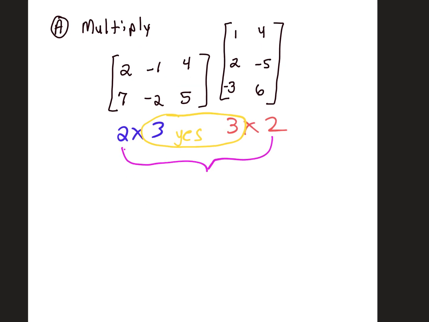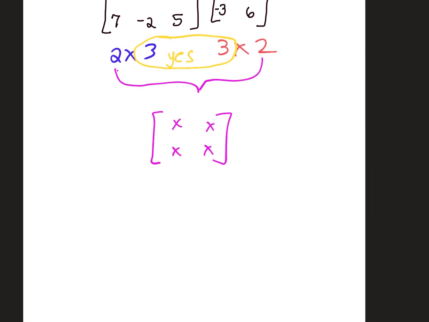A 2 by 2. How in the world is this going to be a 2 by 2? So it's going to look like this. 2 rows by 2 columns. You guys see that? All right, so let's take our time, draw ourselves a little roadmap.